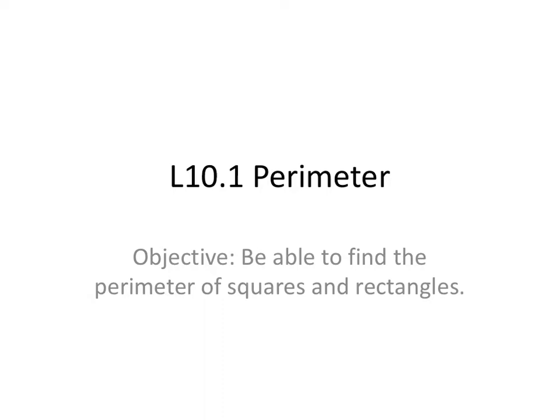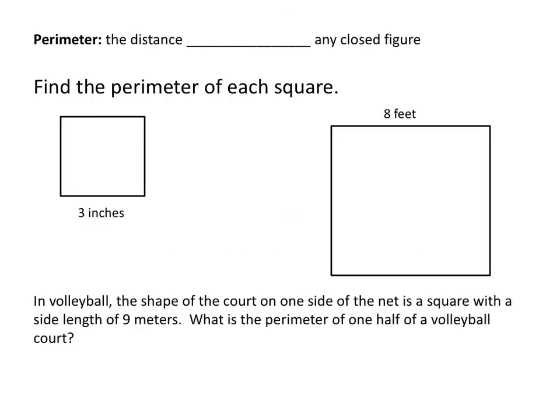Hi, 6th graders. Today we're going to be taking a look at perimeter. By the end of this lesson, you want to be able to find the perimeter of squares and rectangles. So first of all, the definition of perimeter is the distance around any closed figure. So think about it like being a fence.